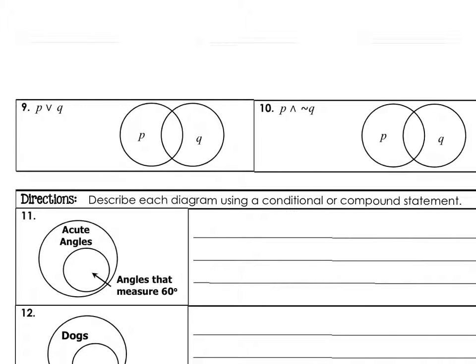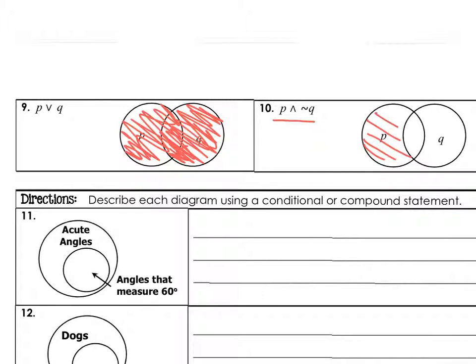In number 9, we have P or Q. And as I had mentioned before, whenever we have P or Q, it's everything in P or anything in Q. So that ends up filling in the whole entire circle, both circles. Now number 10 is an interesting one. So P and not Q. So we know we're going to fill in P, but we can't fill in Q because it says not Q. So everything over here in Q cannot be part of the set. So we can only fill in this part of these overlapping circles.